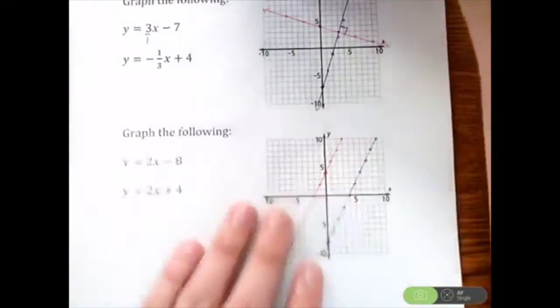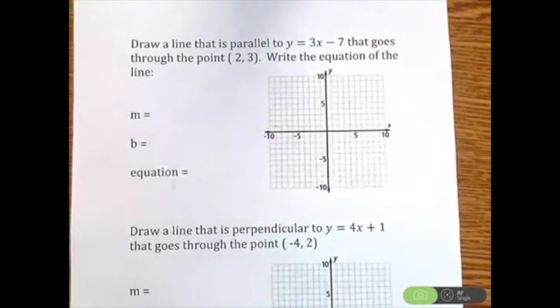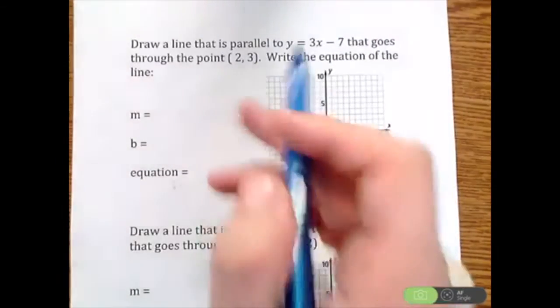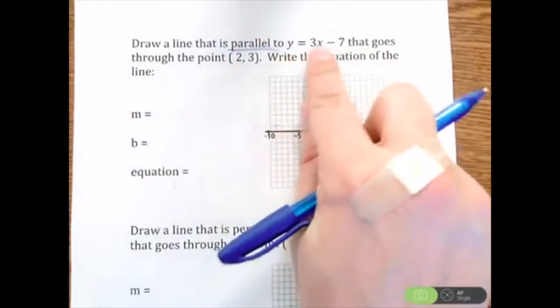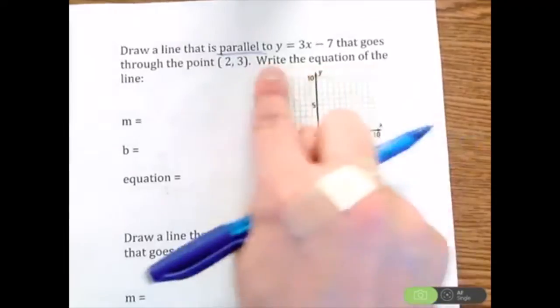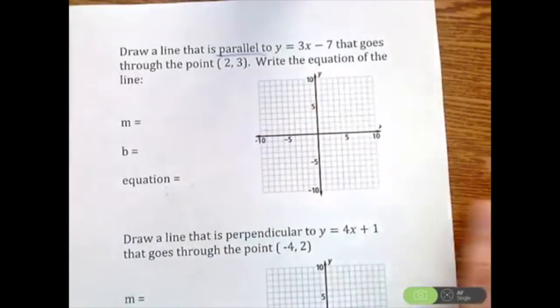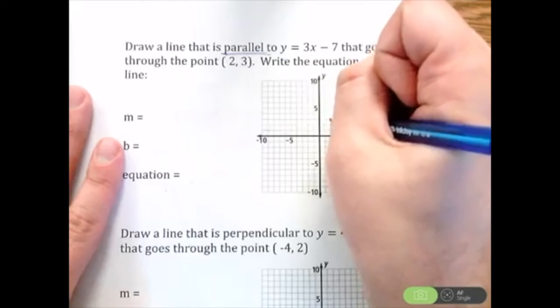So we're going to apply some ideas of parallel and perpendicular lines. Two problems here on the back. So I'm going to draw a line that is parallel to y equals 3x minus 7. That's going to go through the point 2, 3. And we need to write the equation of this line. So I have this point 2, 3. I can plot that really quick. 2, 3.